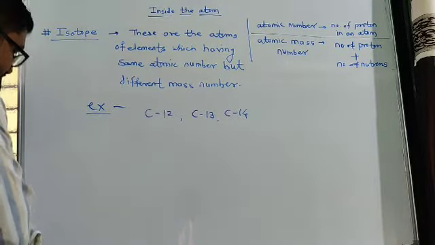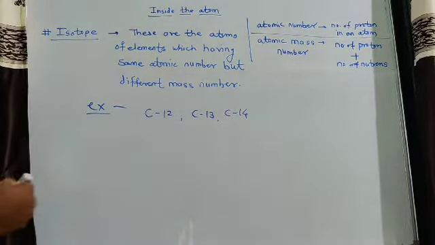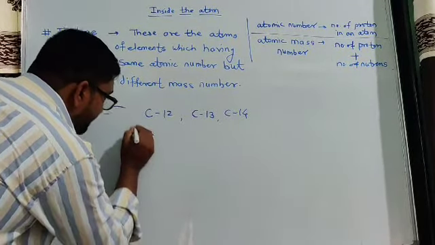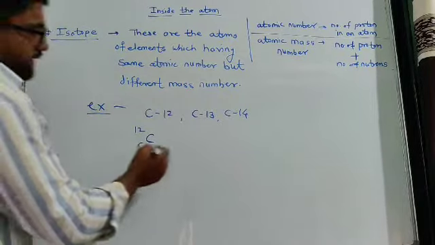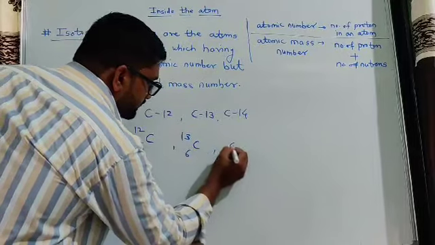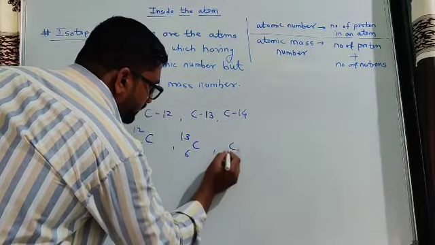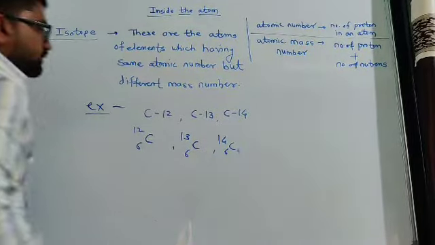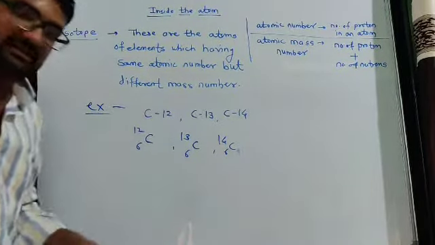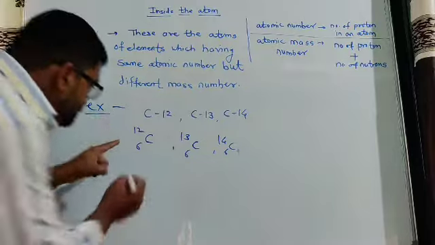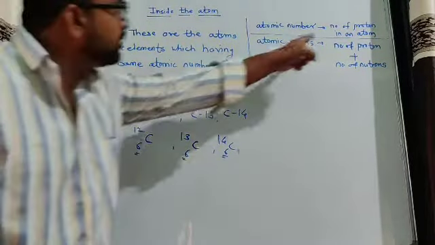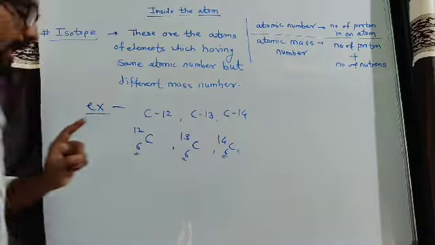So now this C12, C13, C14, what happened? Look, we write any atom like this: C12, this is carbon 12, this is carbon 13, this is carbon 14. Okay, so we represent these atoms like this. Here, the atomic number is the same. Atomic number is nothing but the number of protons in an atom.